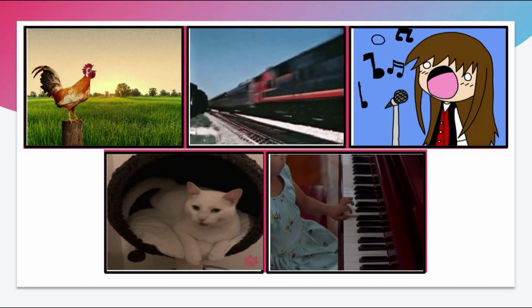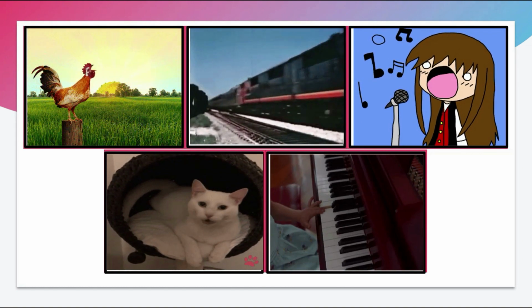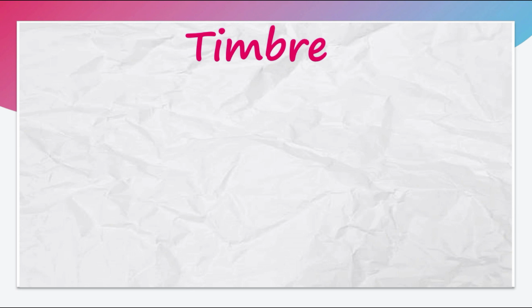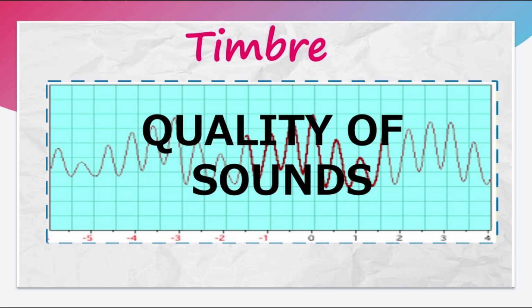So every day we hear different kinds of sounds. And the way we describe how a sound is heard is based on one element of music called timbre. Are you familiar with this? Very good. So when we say timbre, it allows you to differentiate types of human voice and the difference of sounds between two instruments playing the same pitch and volume. It also helps us to recognize characteristics such as smoothness, thickness, or lowness of a sound. Or simply, the meaning of timbre is the quality of sounds.